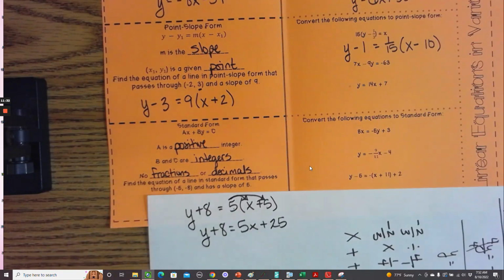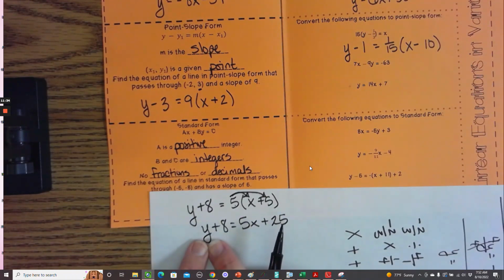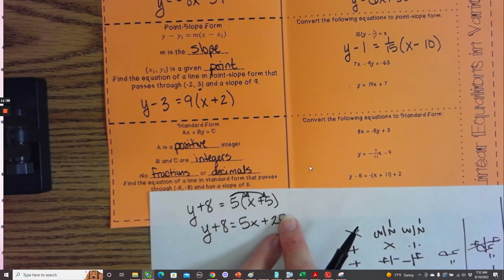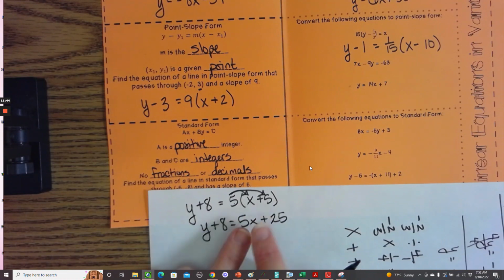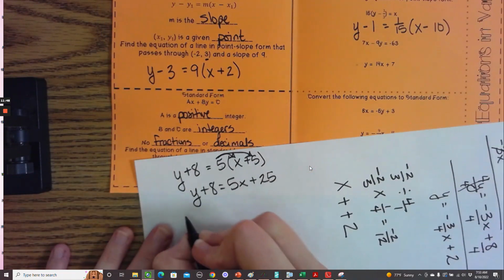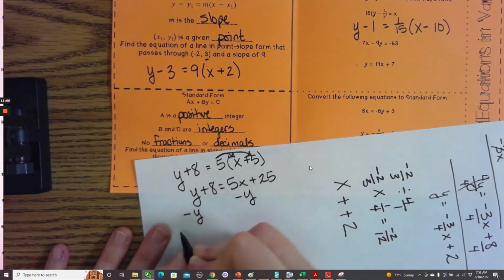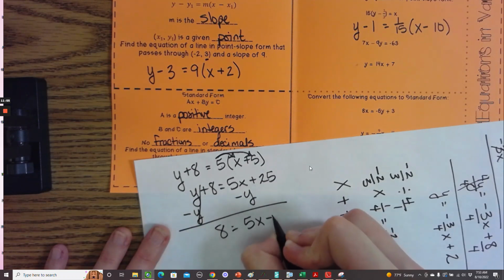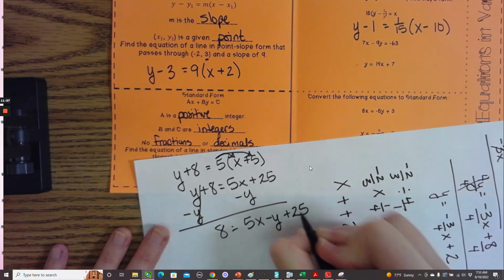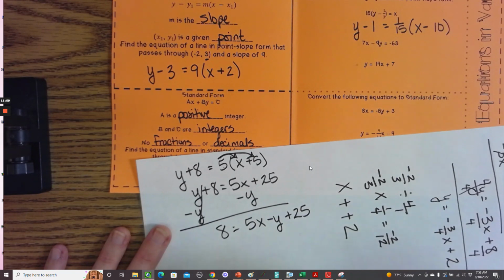All right, I want all of this over here. I want anything that is just a constant over here. Now, if my x is already positive, I try to leave my x alone. So what I'm going to do in this case is move the y. I'm going to subtract y from both sides. And now I've got 5x minus y plus 25. Okay? You can stick it at the end. Again, that's just my OCD with math.